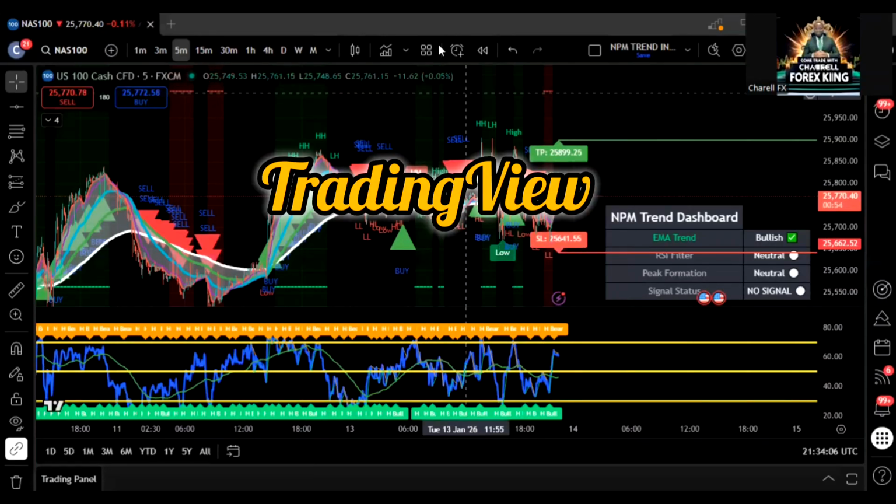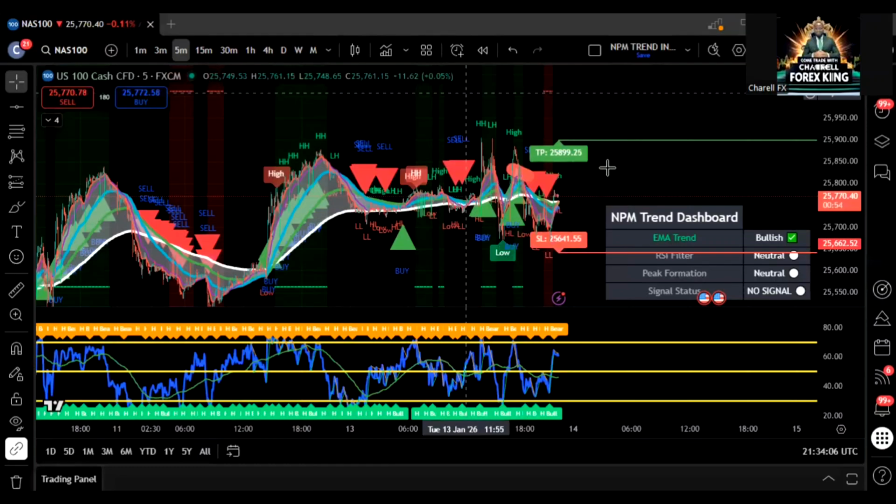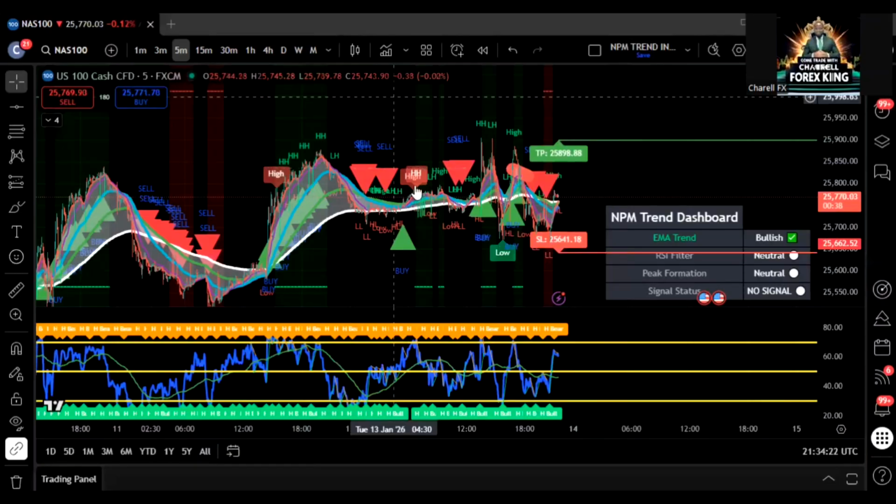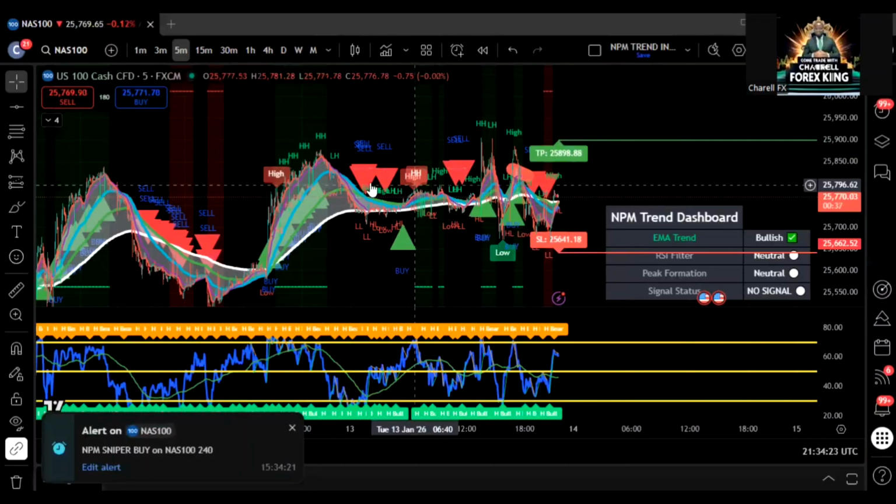As you can see, this is TradingView. You also need TradingView. TradingView is a good tool to use when it comes to doing your technical analysis. And this, you need TradingView if you want to use the tools that I created, like the MPM trend indicator in this MPM trend dashboard.